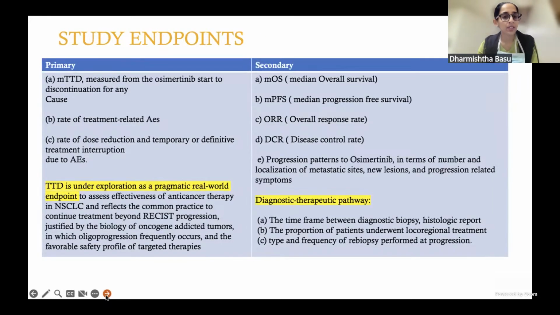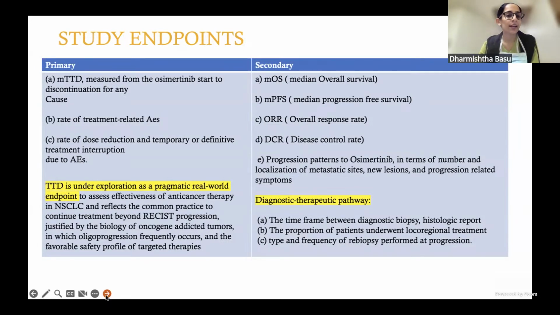The study endpoints were a little different from our conventional ones. Here they used time to discontinuation of treatment, which has been explored as a pragmatic real-world endpoint to assess effectiveness of anti-cancer therapy in NSCLC. It reflects the common practice of continuing EGFR directed TKIs in patients who have a progression but have oligometastatic disease. This oligoprogressive site is usually dealt with some local therapy, but the treatment continues to be the same EGFR TKI. So instead of PFS, we use time to discontinuation of treatment.